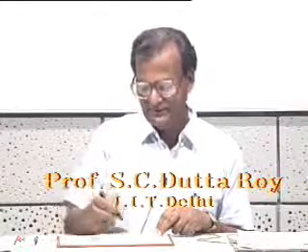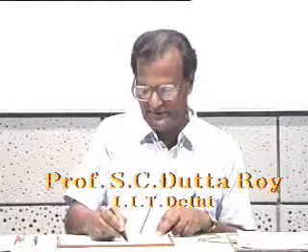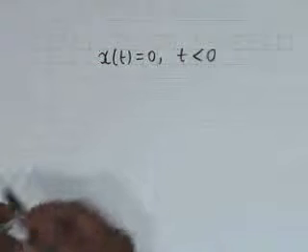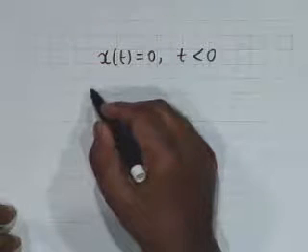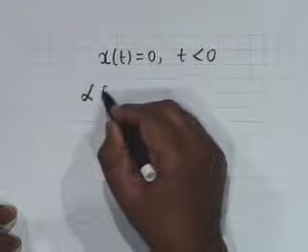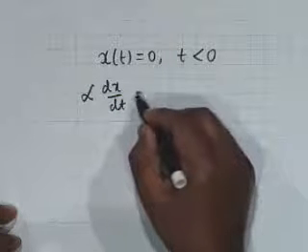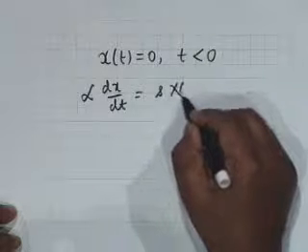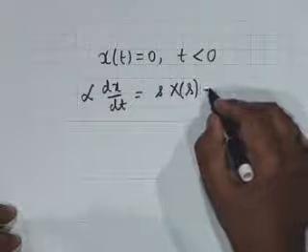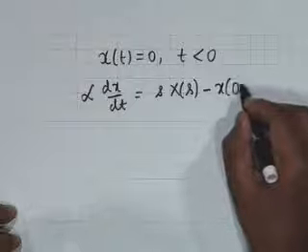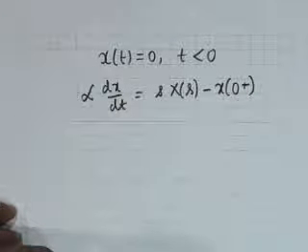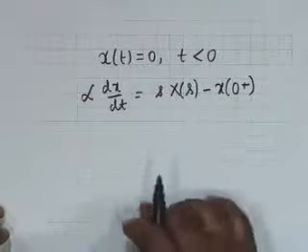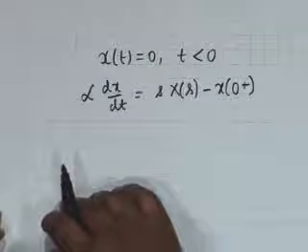In fact, what we said is that if x of t is a one-sided signal, that is, x of t is 0 for t less than 0, then we proved that Laplace of dx dt is equal to s times capital X of s minus x of 0 plus. We proved this, and then a question was raised, and I said I will take it up at the right moment.